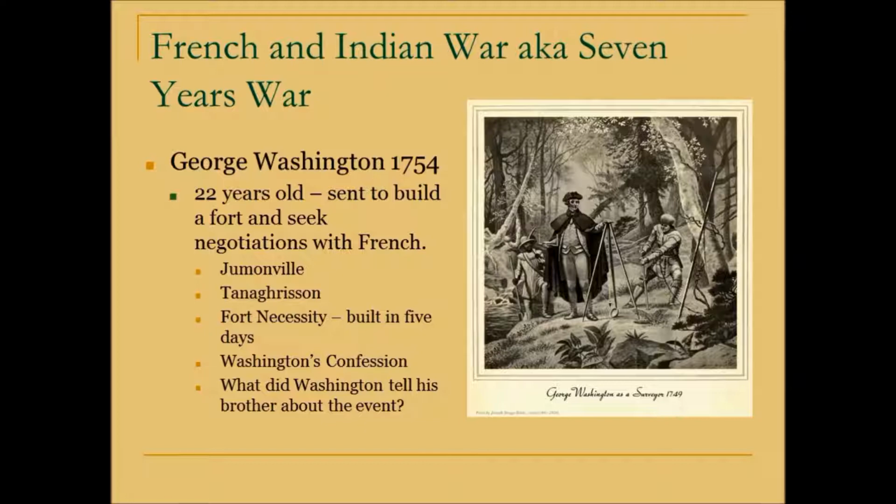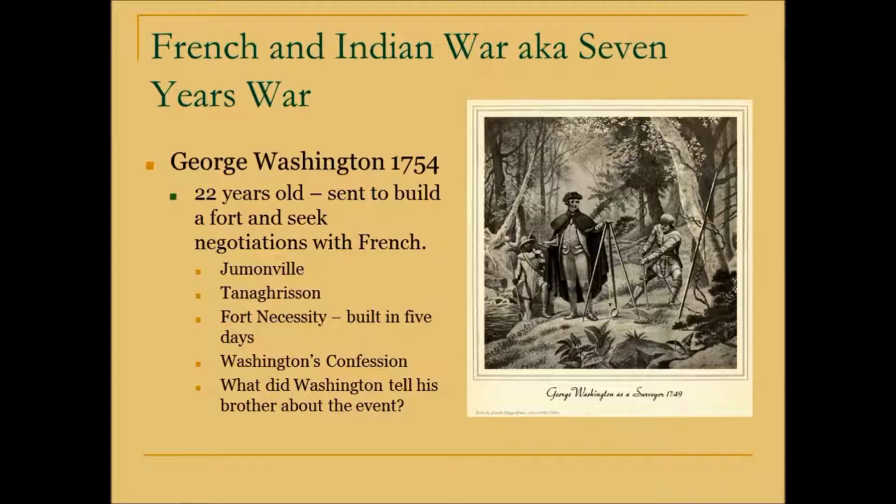So when George hears that Jumonville was not there to do them any harm, he was only there to talk to the British, George knows he's in trouble. So what does he do? Supposedly George is standing there weighing his options. What do I do with this guy? No matter what I do, it's going to be bad. And Tanagreeson supposedly takes it upon himself to handle the situation. He steps forward. He kills Jumonville by slicing him in the head with a hatchet.